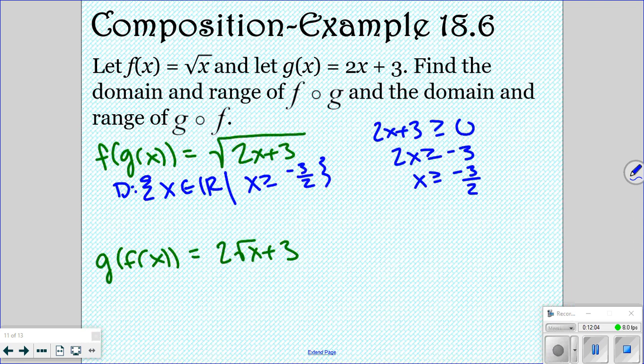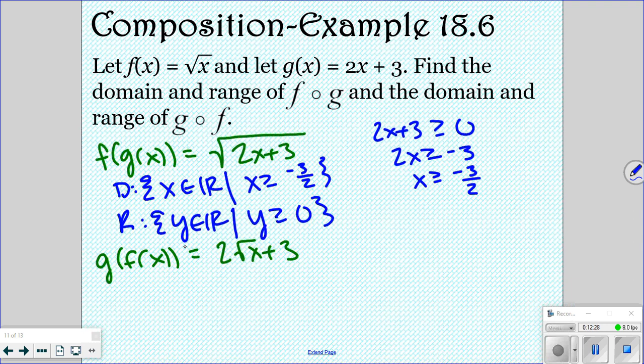For your range, when you plug in a number here, it's always going to give you 0 or a positive number. So your range would just be y is in the reals, such that it's positive, so greater than or equal to 0, because you could also get 0 here.